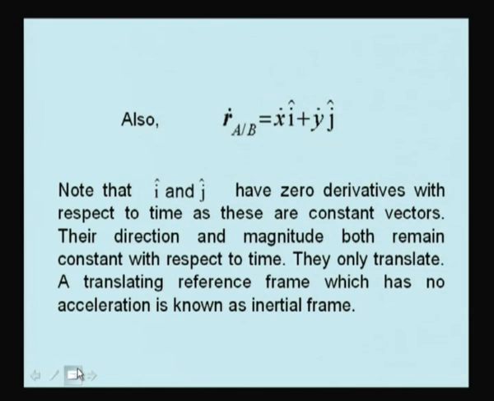A translating reference frame which has no acceleration is known as an inertial frame. If a translating reference frame has an acceleration, it is known as a non-inertial frame. A rotating reference frame cannot be an inertial frame. An inertial frame is a reference frame which is translating with respect to the other reference frame with constant velocity.